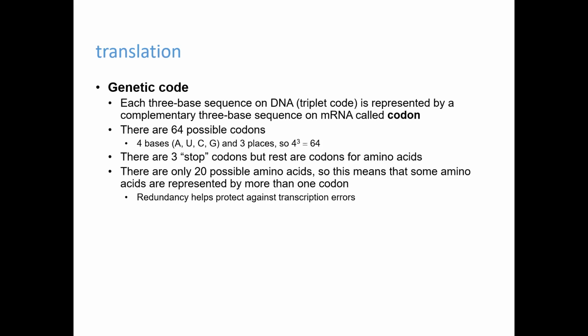Well, if you consider that there are 3 bases per codon, and there are 4 bases to begin with. So if you have 3 bases per codon and 4 bases to begin with, that gives you the mathematical progression there, which gives you 64 possible combinations.